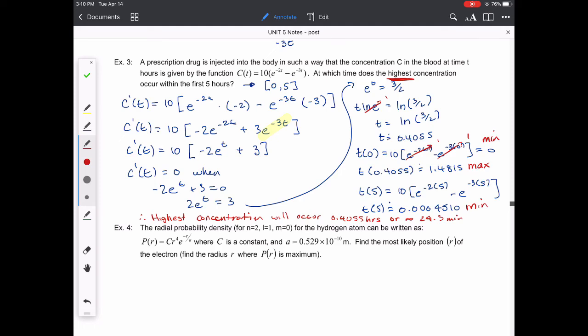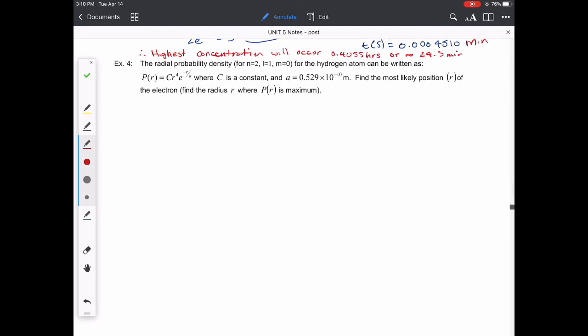One last question. It's really a complicated question because there's all kinds of things going on there. So the radial probability density, it says for n equals 2, L equals 1, M equals 0, for the hydrogen atom can be written as P of R. All I care is that C is a constant. A is that value there.